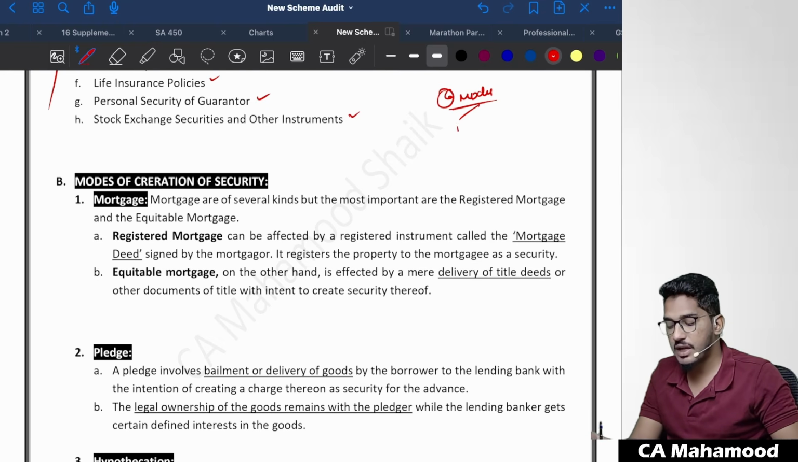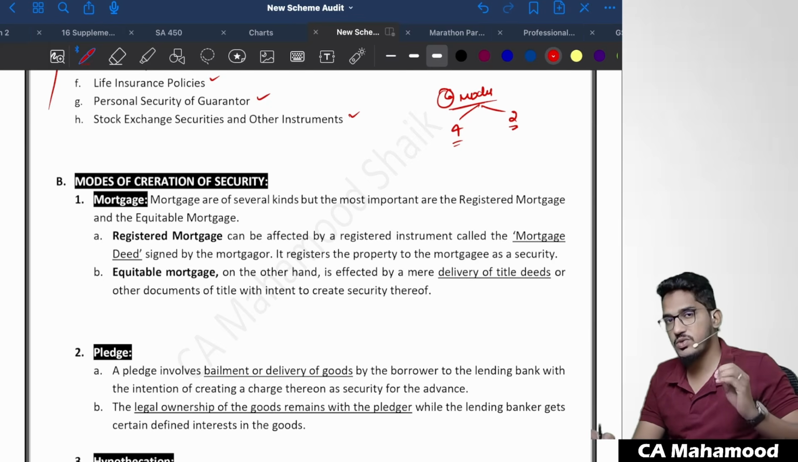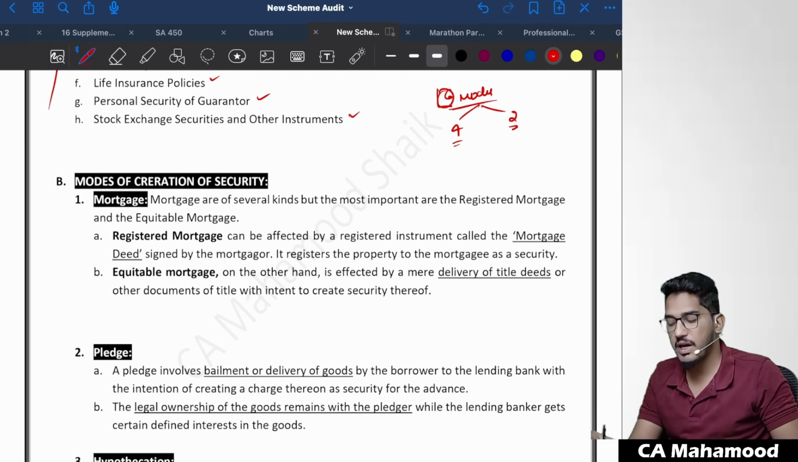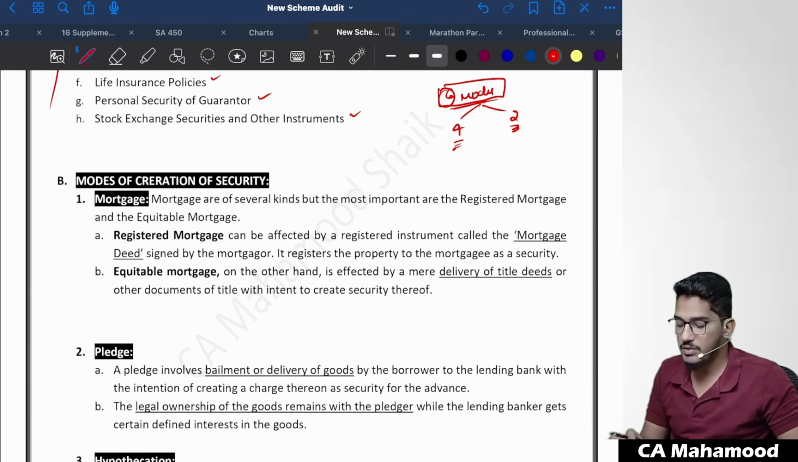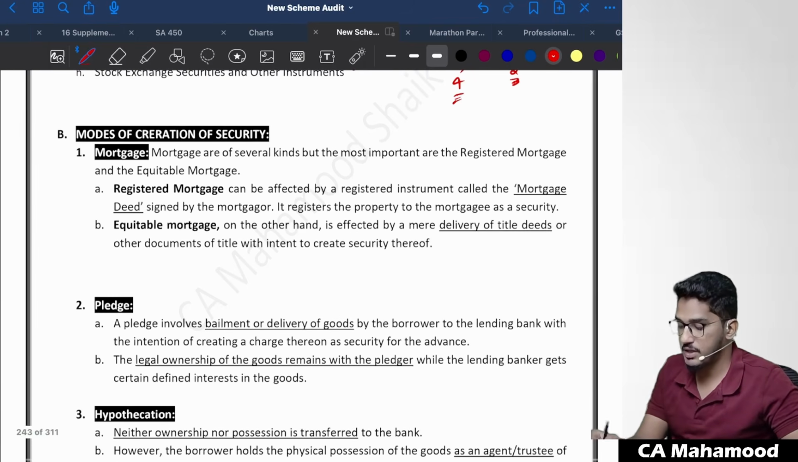But I personally feel that out of that, 4 are actually modes of creation of security, and 2 are actually modes of settlement. But don't write all this in the examination. When they ask you the question, what are the various modes of creation of security, as per the ICA material, we have 6 modes. But practically speaking, 4 are the modes of creation of security, and the last 2 are modes of settlement. Anyhow, let us understand the various modes of creation of security.